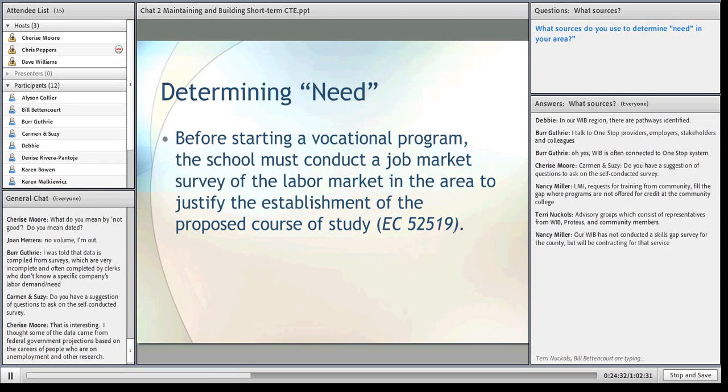Advisory groups, representatives from W. Yes, and if you don't have a community advisory board, you may want to look at trying to create one. Even if it's not specifically for CTE, it could incorporate stakeholders for CTE as well as other stakeholders in the community. The WIB will be contracting out for that service. That's good. I know ours has been kind of the same way.